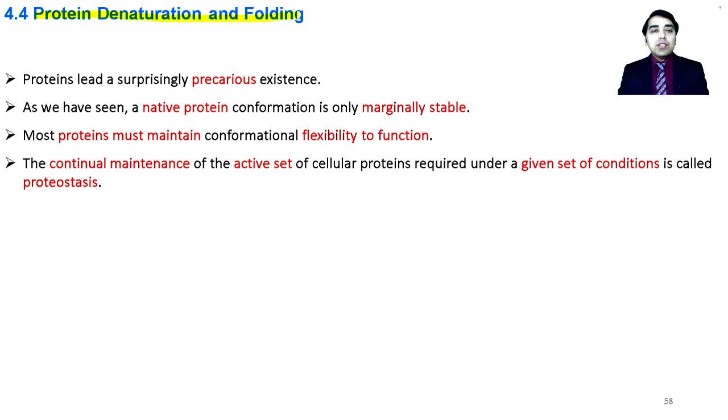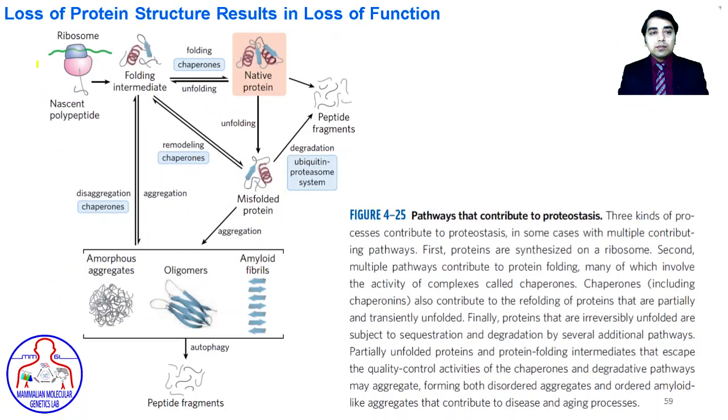Protein denaturation and folding. Proteins lead a surprisingly precarious existence, as we have seen that native proteins are only marginally stable. Most proteins must maintain conformational flexibility to function. The continuous maintenance of the proteins under a given set of conditions is called proteostasis. Loss of protein structure results in loss of function.